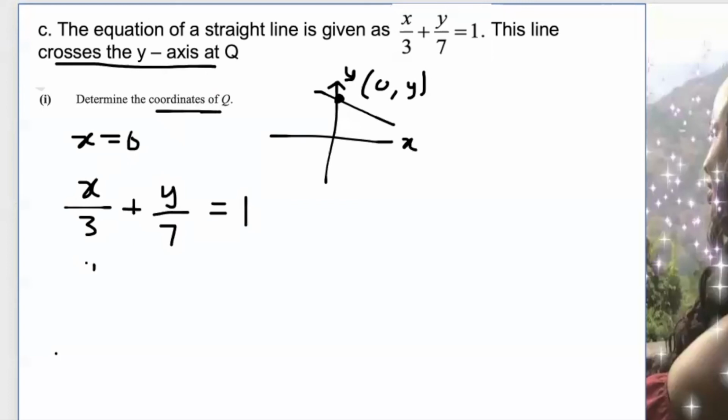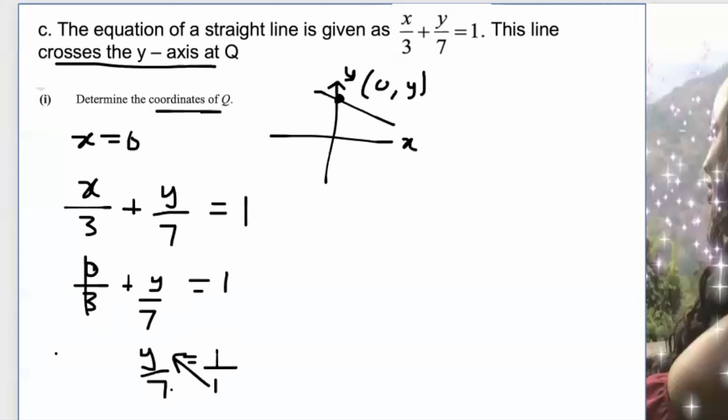So replacing x to be 0, we have 0 over 3 plus y over 7 equal 1. Now 0 over 3 is 0, so we can just eliminate this. So we have y over 7 equal 1. And now we cross multiply. So 1 times y and 7 times 1.